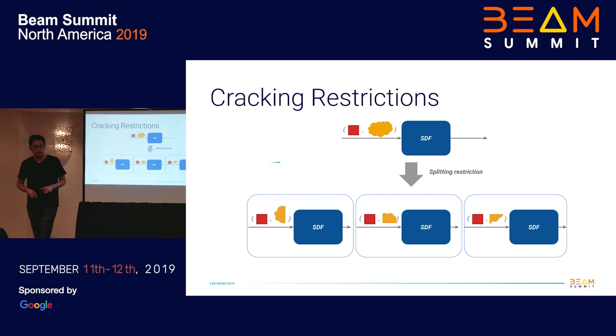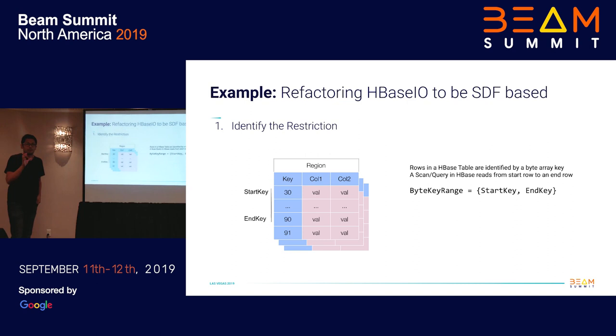So to understand this in a little more detail, I'm going to present how we changed HBaseIO to be Splittable DoFn based. And the first step when you are going to create a read based on Splittable DoFn is to identify the restriction that you are working on. So in the case of HBase or Bigtable, as I mentioned, you have the key that is a byte key, an array of bytes. And we already had in Beam this type that was ByteKey. And we even already had this type, ByteKeyRange, defining a start and an end of a key, so covering one range, let's say. So it was easy because we already had the restriction in the code base.